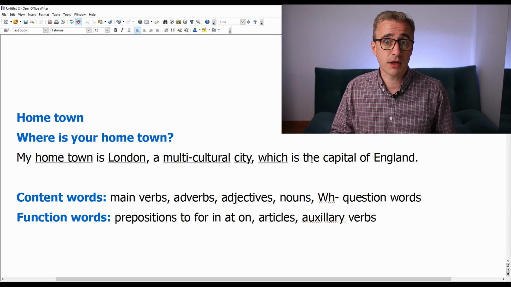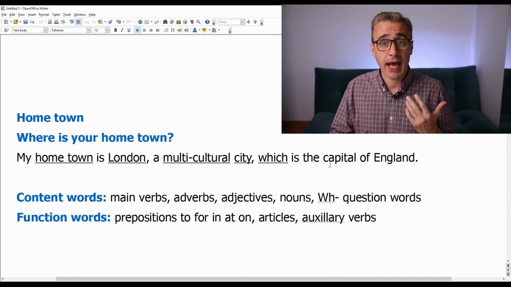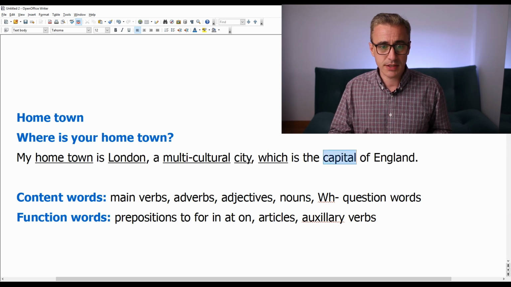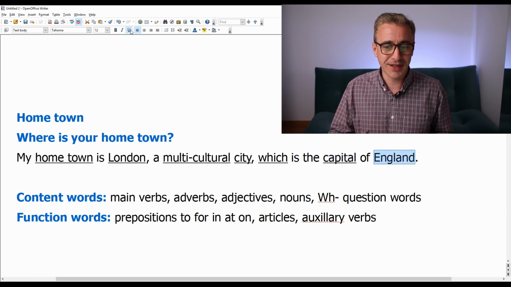Normally we don't stress the. Sometimes we do though, it depends, but here we're not going to. So capital, yeah, definitely going to stress this. And of course, England, of course, we have to stress England, very important word. It's also a noun. So let's stress that.